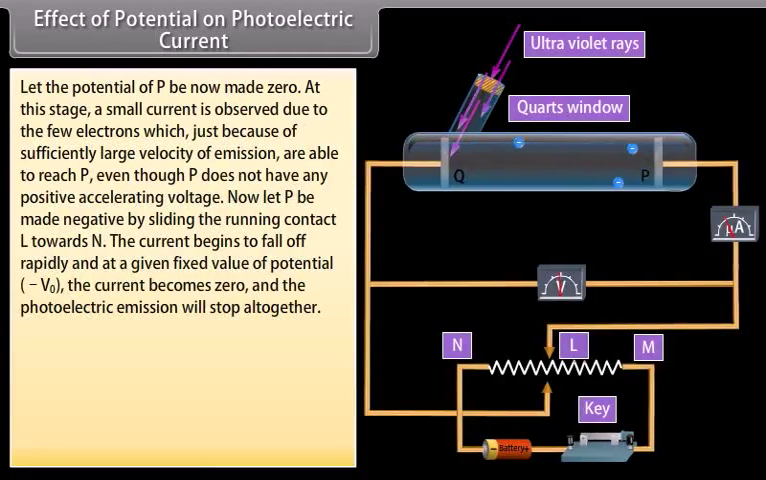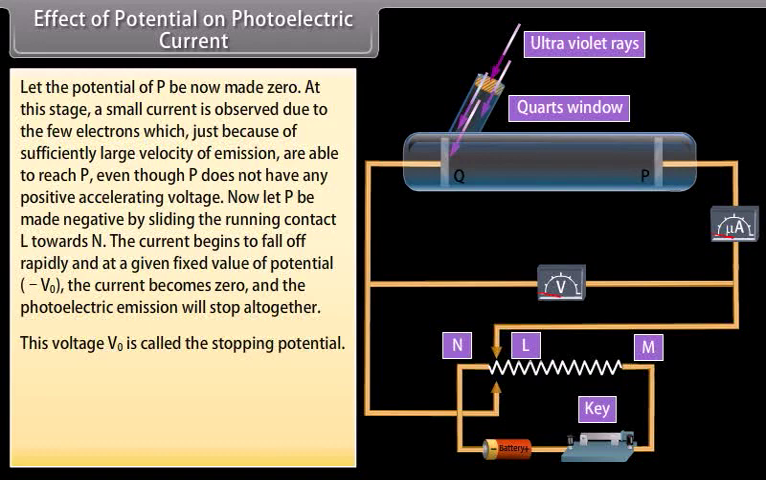Let the potential of P now be made zero. At this stage, a small current is observed due to the few electrons which, because of sufficiently large velocity of emission, are able to reach P, even though P does not have any positive accelerating voltage. Now let P be made negative by sliding the running contact L towards N. The current begins to fall off rapidly, and at a given fixed value of potential, minus V0, the current becomes zero, and the photoelectric emission will stop altogether. This voltage, V0, is called the stopping potential.